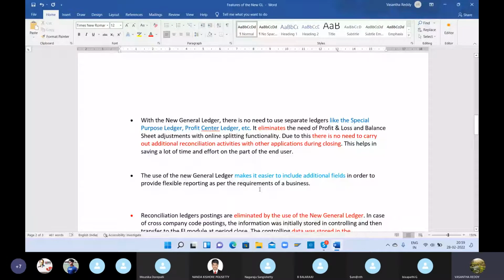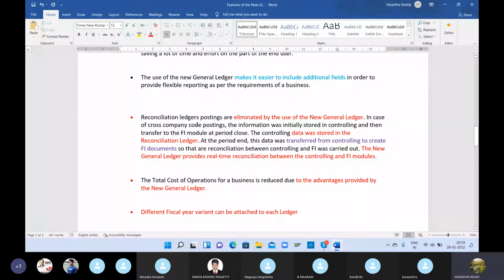Reconciliation ledger postings are eliminated by the use of the new general ledger. In the case of cross-company code postings, the information was initially stored in controlling and transferred to the FI module at period end.